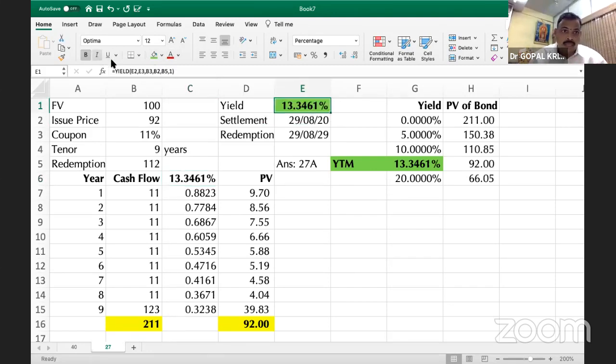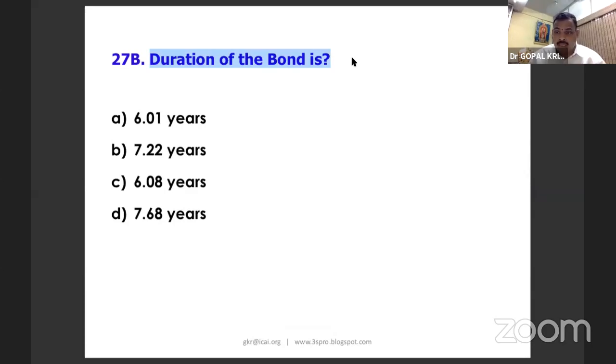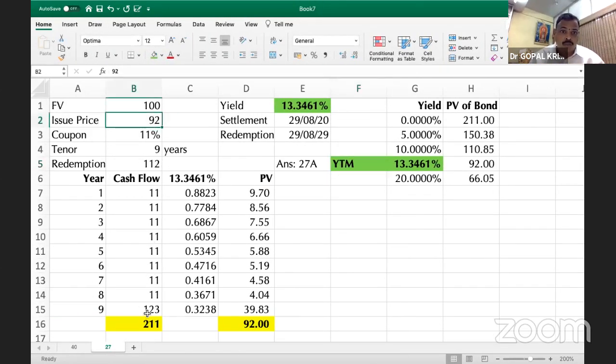So this is a green color. Okay. Check. Now for your kind information, what is your next question? Duration of the bond. Duration is otherwise called your payback period. So within how many years will you get your money back? You invest 92, but you get 211. So naturally, payback period is not 9 years, it is less than 9 years. So how do you get this?